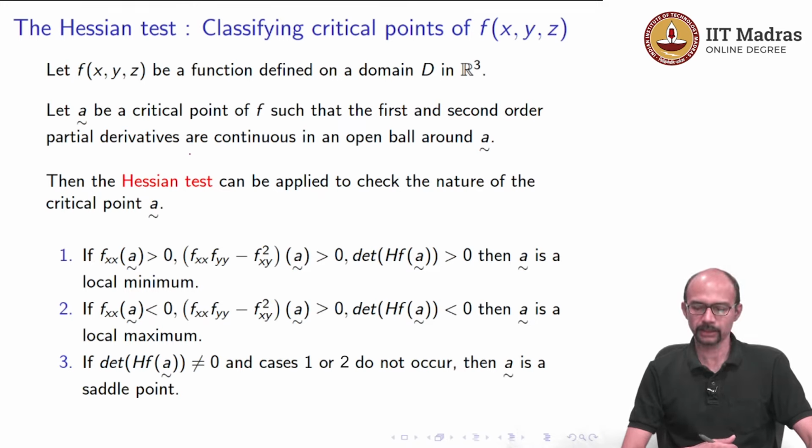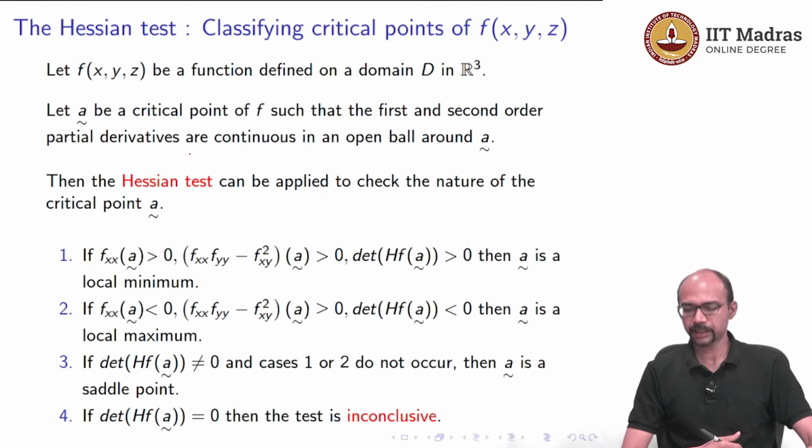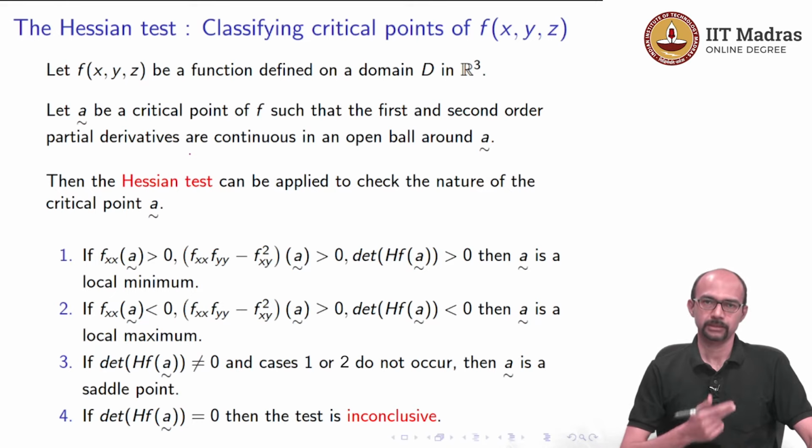So, that means in the first two cases we have local minimum or local maximum, and in all the other non-degenerate cases, meaning where the determinant is non-zero, it is a saddle point, and if the determinant is 0, which means it is a degenerate situation, then the test is inconclusive. Okay. So, this is the Hessian test in the 3 variable situation.